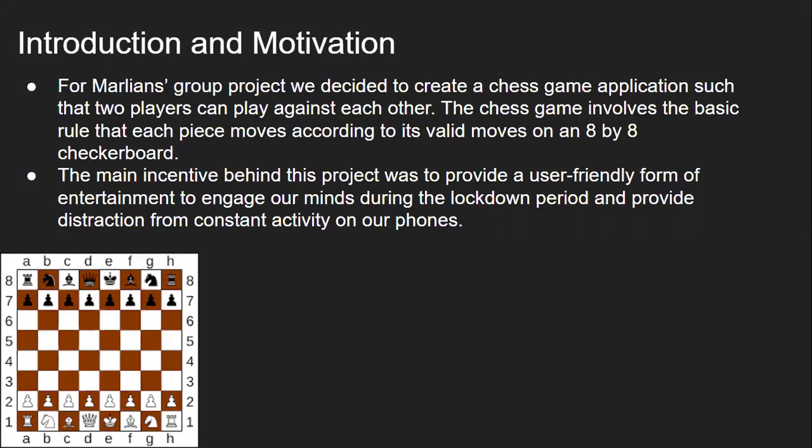Introduction and motivation. For Marlians group project, we decided to create a chess game application such that two players can play against each other. This game involves a basic rule that each piece moves according to its valid moves on an 8x8 checkerboard. The main incentive behind this project was to provide a user-friendly form of entertainment to engage our minds during the lockdown period and provide distraction from constant activity on our phones.